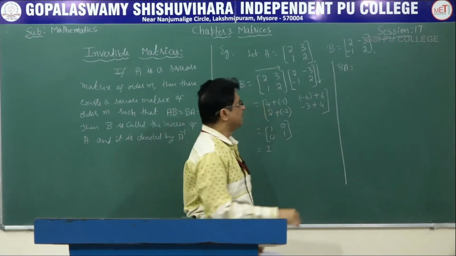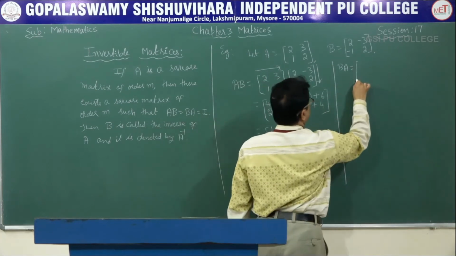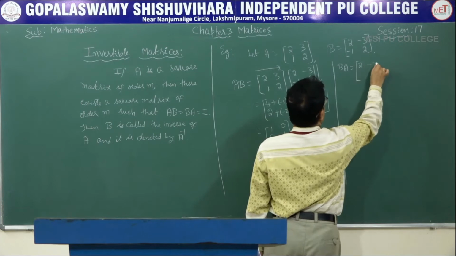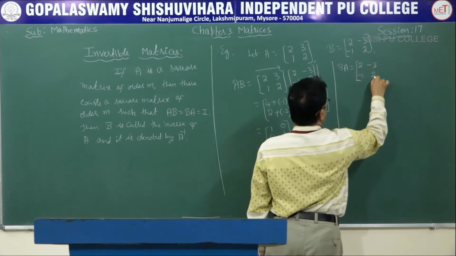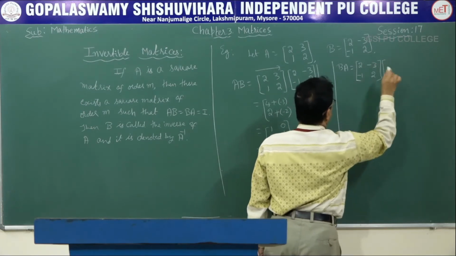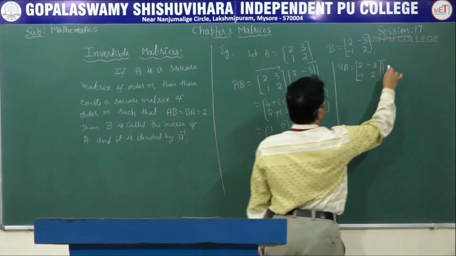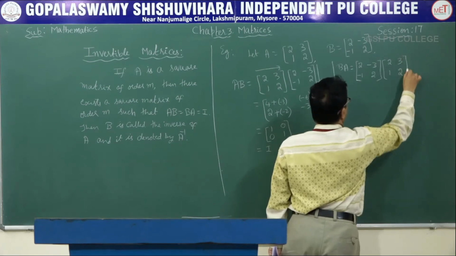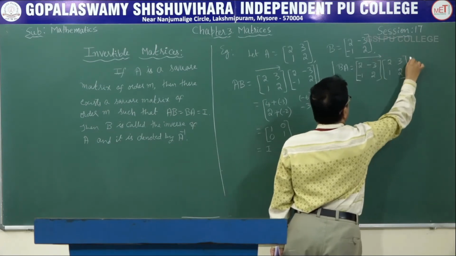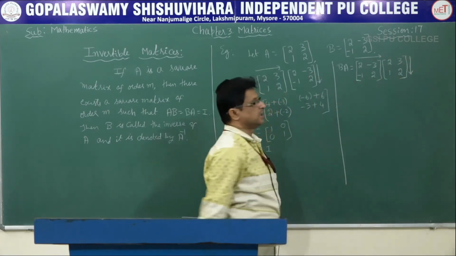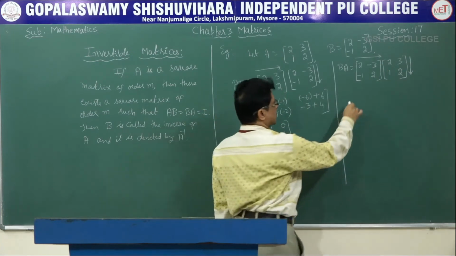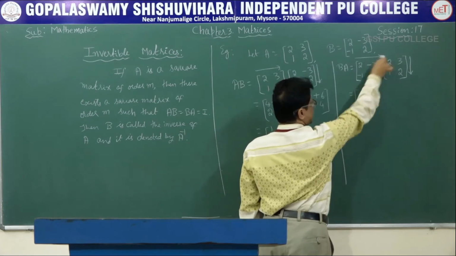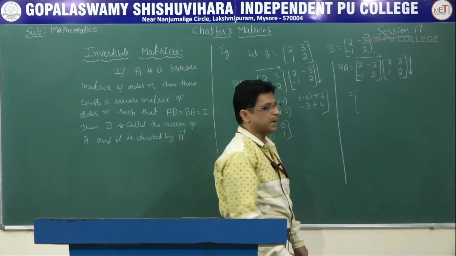So BA will be equal to B, which is [2, -3; -1, 2], into A. So A is [2, 3; 1, 2]. That is row into column. So we get 2 into 2, as usual row into column operation.